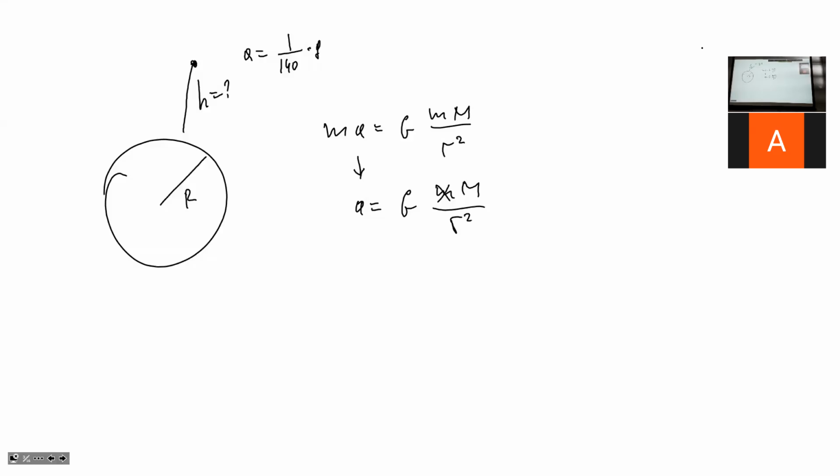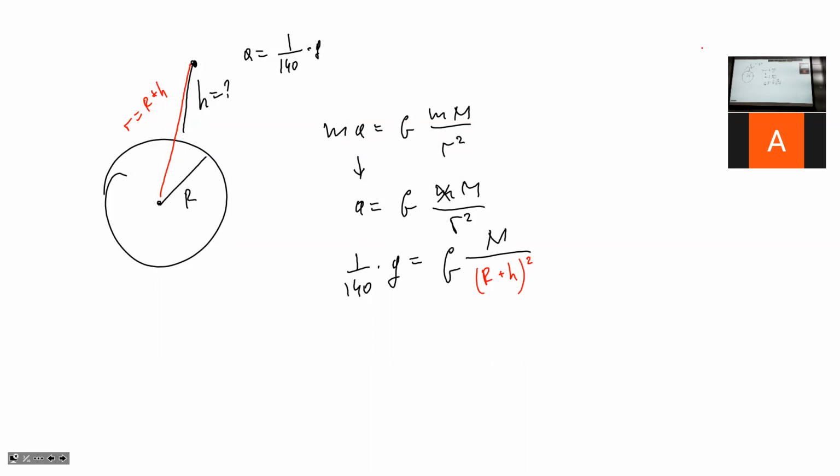You know that this acceleration is equal to 1 over 140 of g. And you know that the distance has to be measured from the center of the Earth to this location. So r equals R plus h, the radius of the Earth plus height. This is the equation you need to solve.